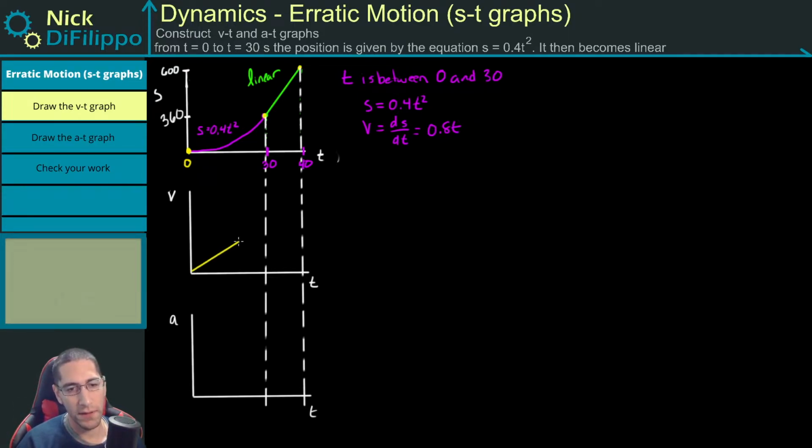So we're going to go from here to, let's say this is 0.8. And we can figure out what this value is by plugging in t equal to 30. We'll have 0.8 times 30, and this is equal to 24. Let's say we're in meters per second. So this value is 24.